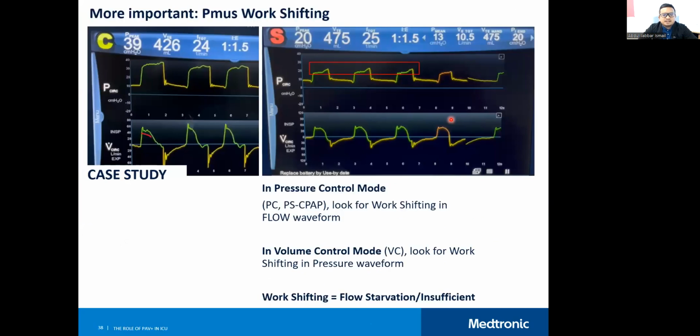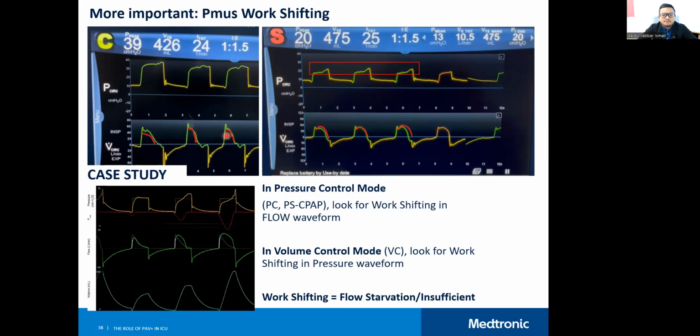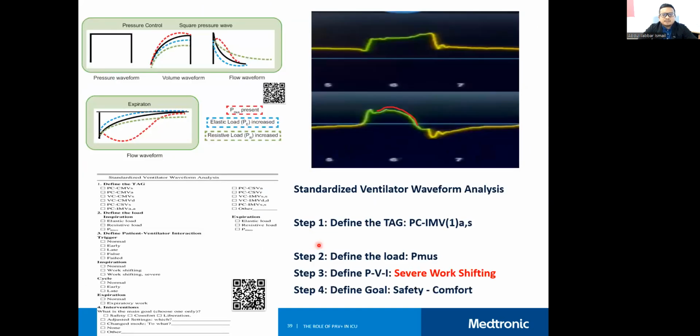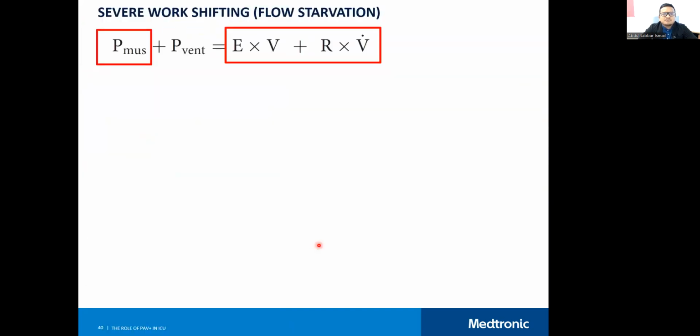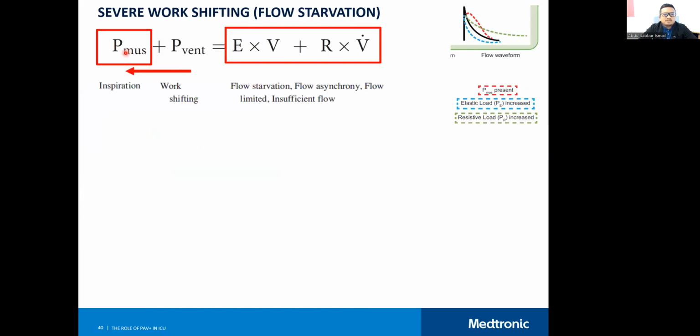in this patient, the patient is having PMAS work shifting because, as you can see, the pressure at the end of inspiration goes up, and the inspiratory flow has this increased concavity when the patient is breathing. So the patient is currently having higher demand than usual, and most of the demand is being met by the patient alone and not by the ventilator. The ventilator didn't match the patient demand. As you can see here, as the severity of work shifting and the work burden increase, the concavity will increase. So when there is severe work shifting or flow starvation, most of the work will be done by the patient.